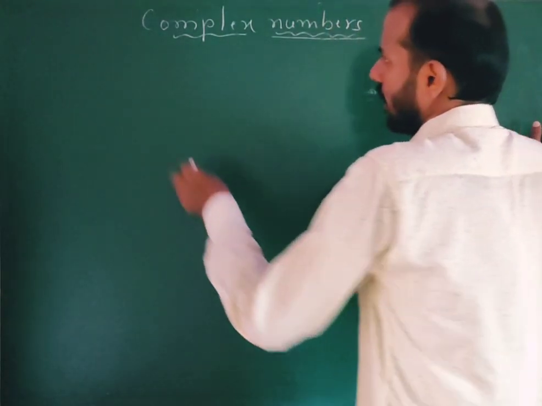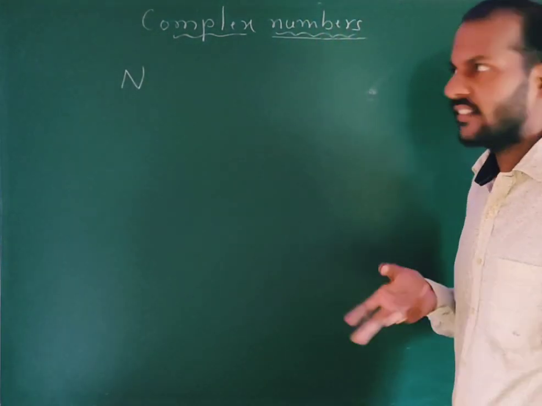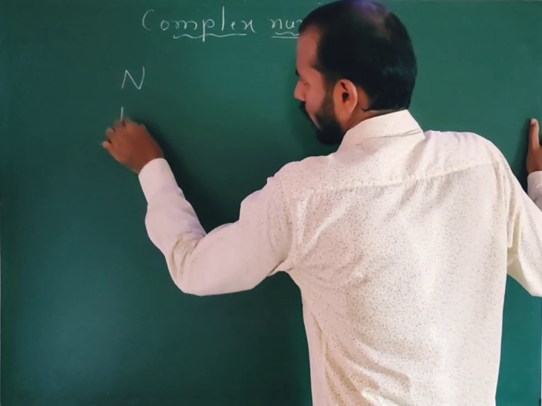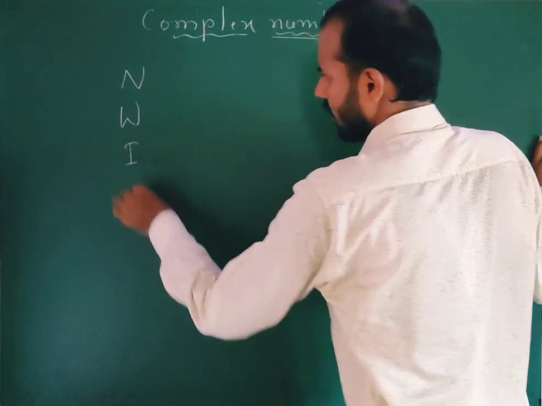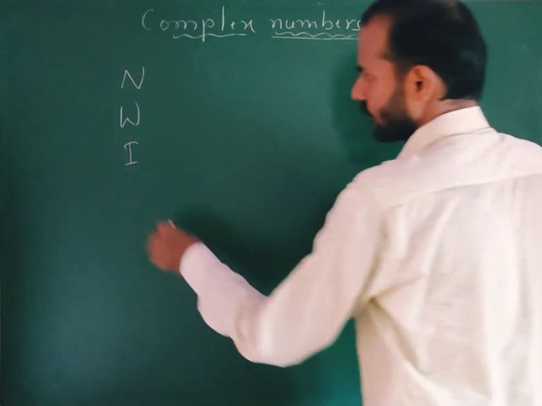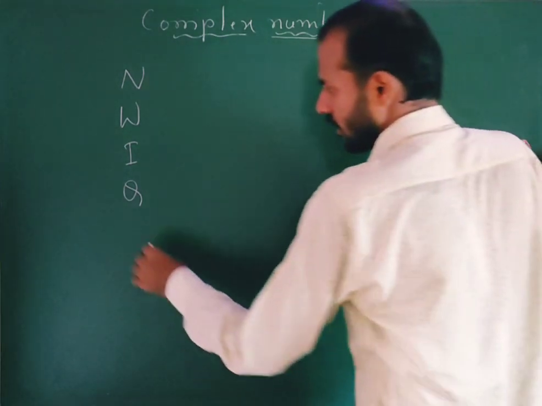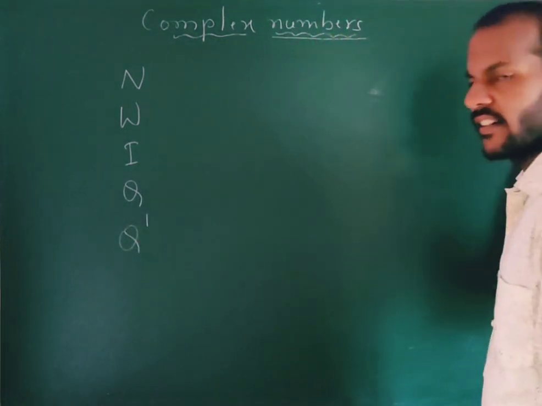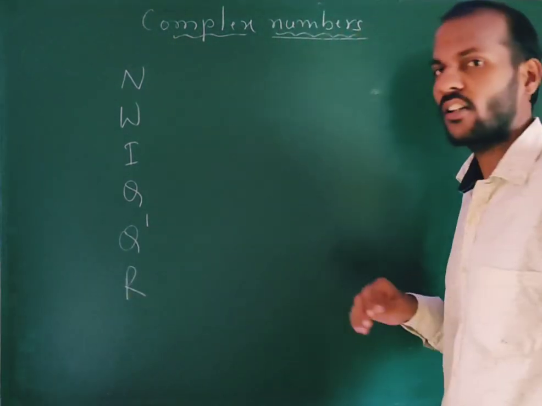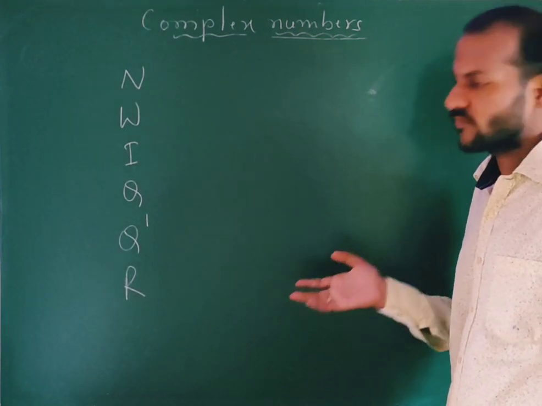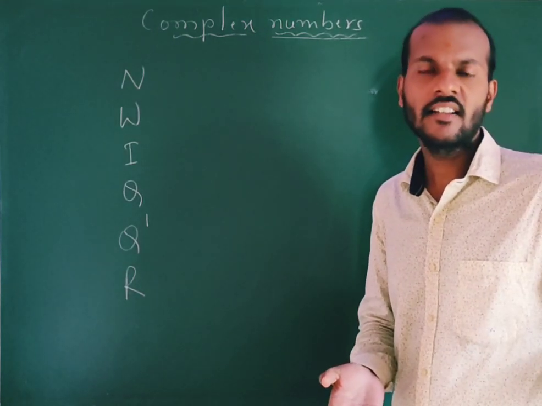Let's see. The set of natural numbers is N, already you know the natural numbers, and W, the set of whole numbers, I, the set of integers, Q, the set of rational numbers, Q dash, the set of irrational numbers, and finally R is the set of real numbers. Up to real numbers you have studied in your 10th standard, it is SSLC, right?